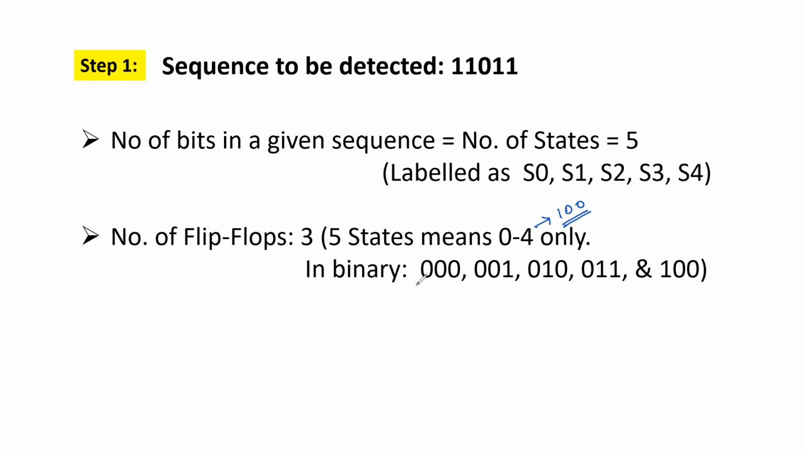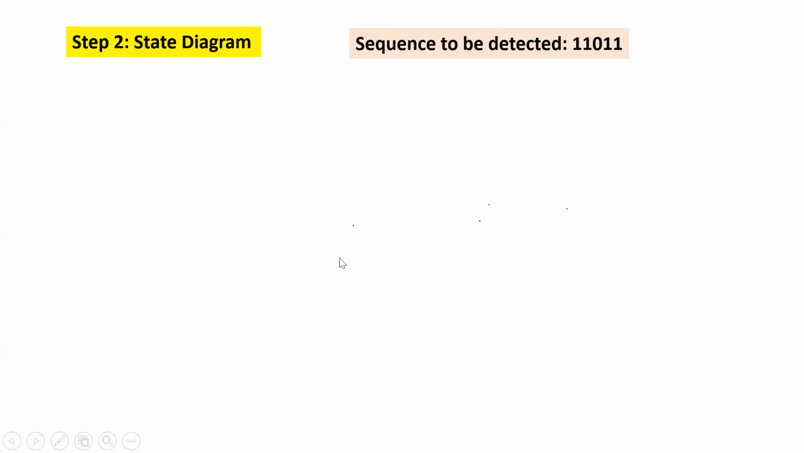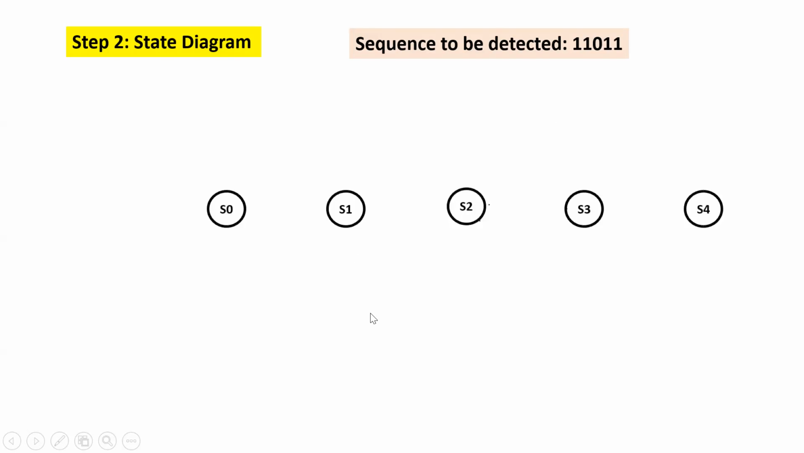Or you can see the bit sequences for these numbers 0 to 4 are written as 000 to 100. Based on these values also, you can identify that the number of flip-flops required is 3. Now we should develop the state diagram. To develop the state diagram, first we take the number of states. Here we have totally 5 states, S0 to S4. Next, connect all these states, and then assume the first state as the initial state or reset state.